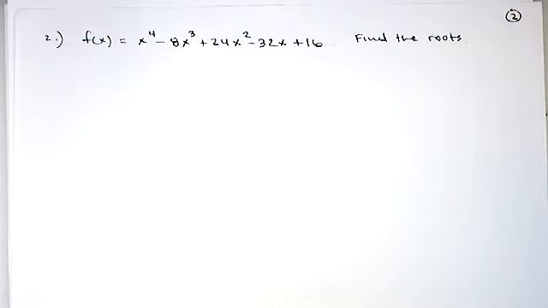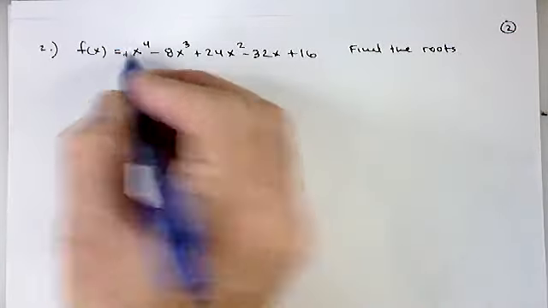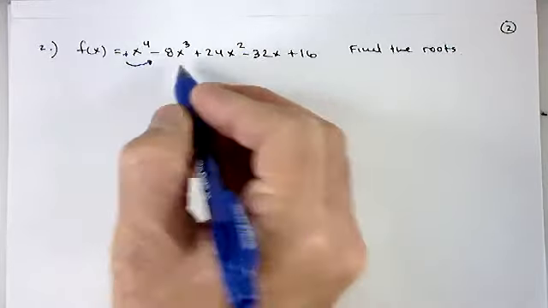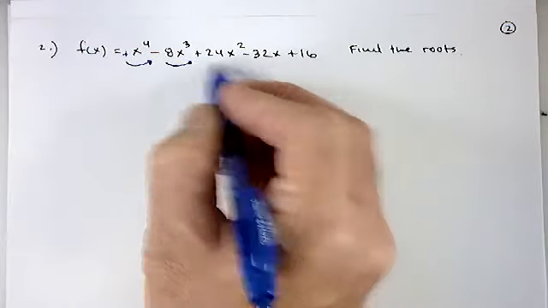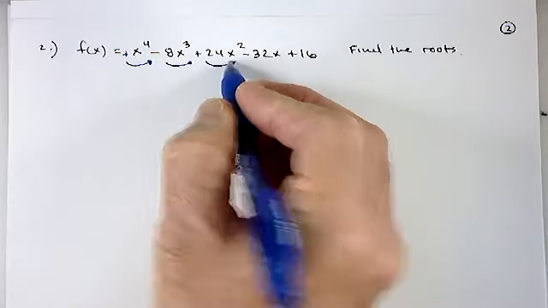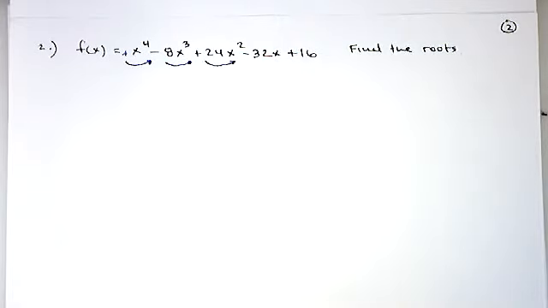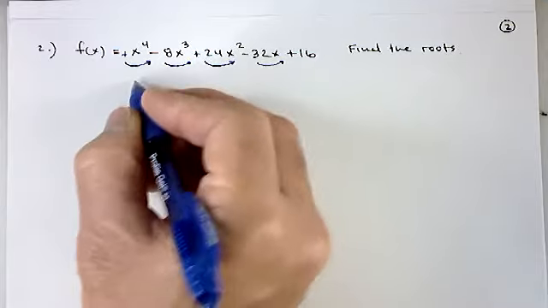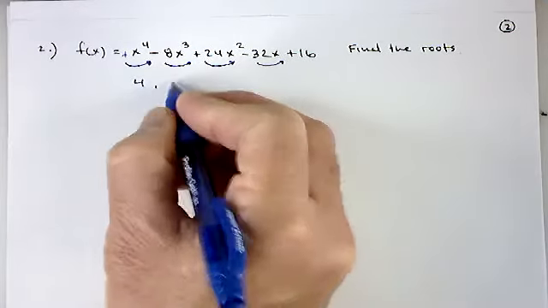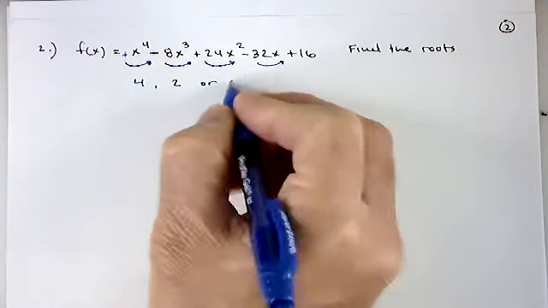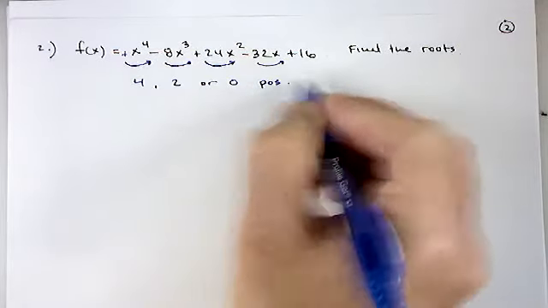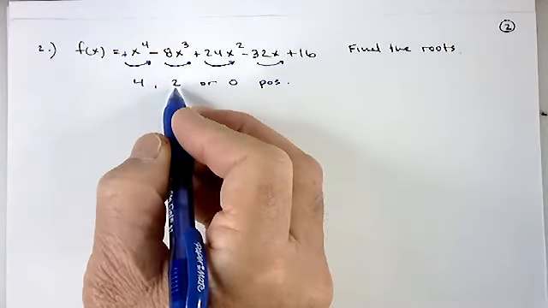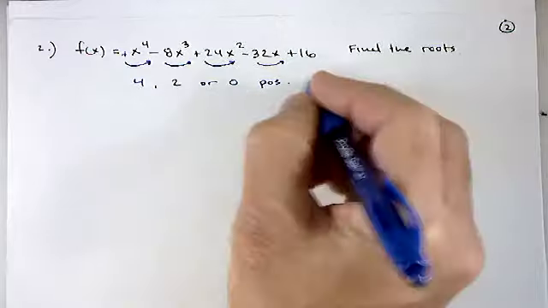So we'll start by trying to see if we can determine how many positive roots we have. So we look at the sign changes. There's 1 sign change, 2, 3, 4 sign changes. So that means we could either have 4, 2, or 0 positive roots, right? 4 sign changes or less by an even number.